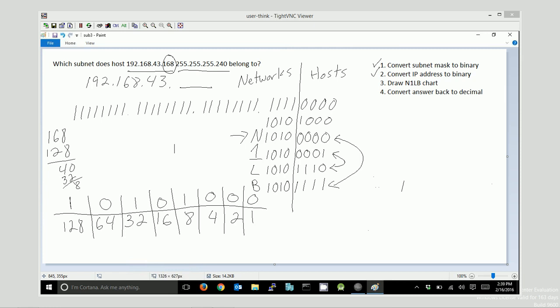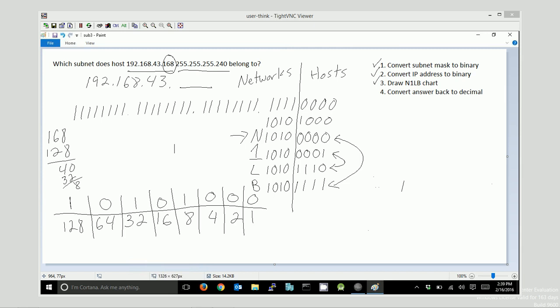No matter what the problem's asking for, if it's asking for the network ID, the subnet, the first usable, the last usable, the broadcast, or the range between first and last, you have all the numbers right here. You simply need to convert the one you need back into decimal. So this N1LB chart demonstrates the entire range of your network.